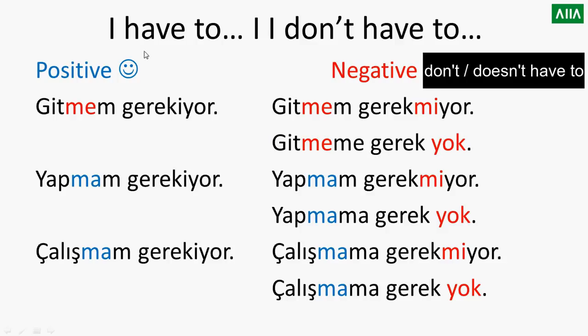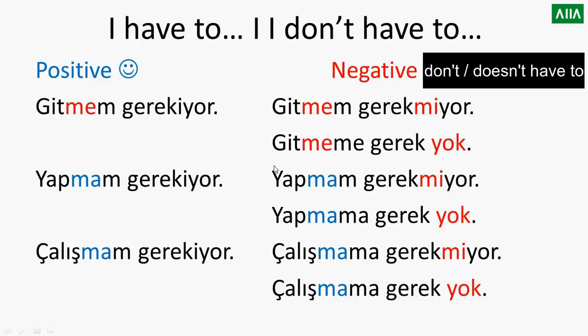So here examples, I have to and I don't have to. Well, the meaning is pretty different actually here compared to I must or I mustn't. All right, let's not go there. Let's stay here actually. Positive and negative forms. So positive form for I have to go. This is example go verb. So we use here gitmem gerekiyor. Yapmam gerekiyor. Çalışmam gerekiyor. Which is I do this. Okay, because this is the last suffix of person pronoun. M shows I, which is ben in Turkish.